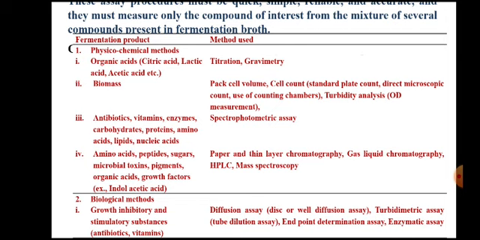Secondly, the measurement of biomass. For the measurement of biomass, the general methods used for quantitation are the packed cell volume method, and cell count methods by using standard plate count or direct plate count or direct microscopic count, or the use of different counting chambers like Neubauer's chamber. Another method of measuring biomass is turbidity analysis by means of measurement of optical density.